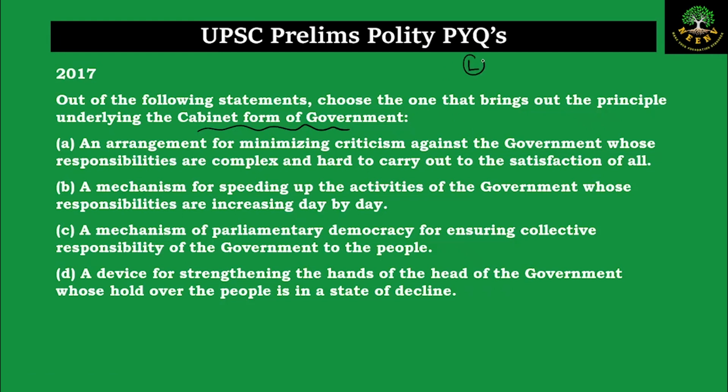the legislature is there and the executive is formed out of the legislature. So, this is the parliamentary form of government. And the executive is collectively responsible to the House of People, that is the Lok Sabha. And this provision is clearly mentioned in Article 75 subclause 3 in the Constitution. Now let us look at the statements.